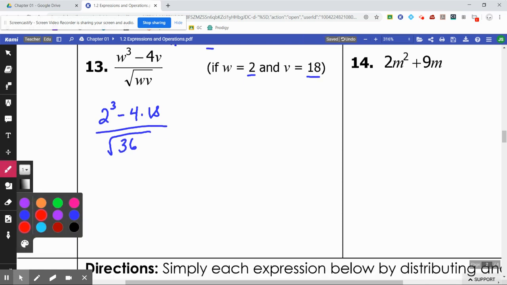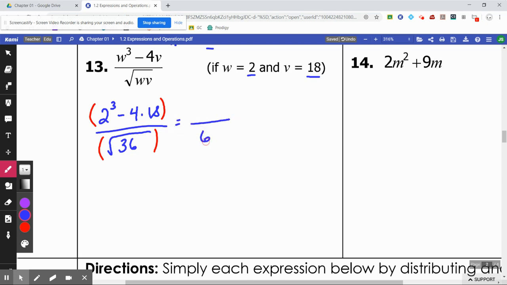Now since you are dealing with fraction bars, the whole top and the whole bottom have implied parentheses. You can't do anything unless you're using something like a distributive property until you take care of those parentheses. So the bottom, pretty easy, is 6. The top, I'm going to do some exponents first. That's 2 times 2 times 2, which is 8, minus 4 times 18. Now you could go ahead and write that step down, or you can do the 8 and the 4 times 18 will not impact each other anyway.